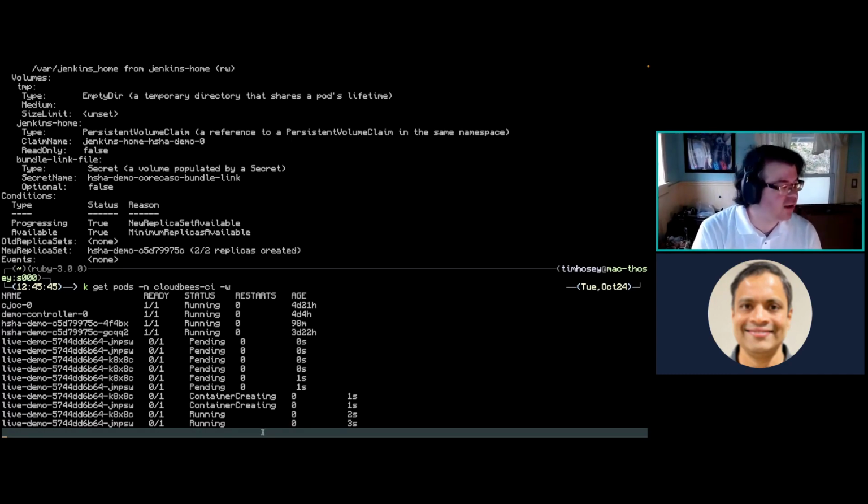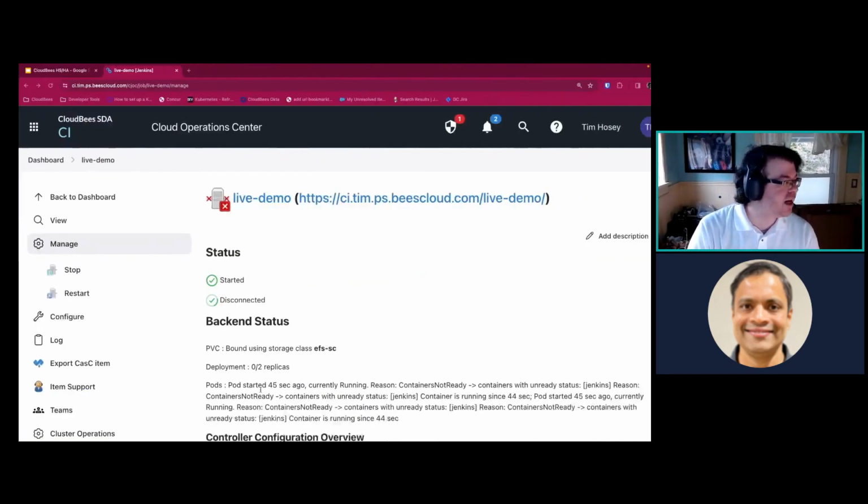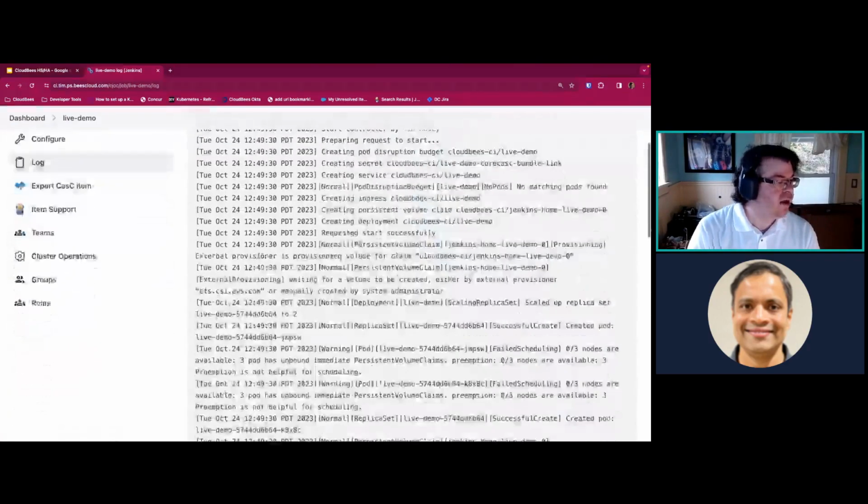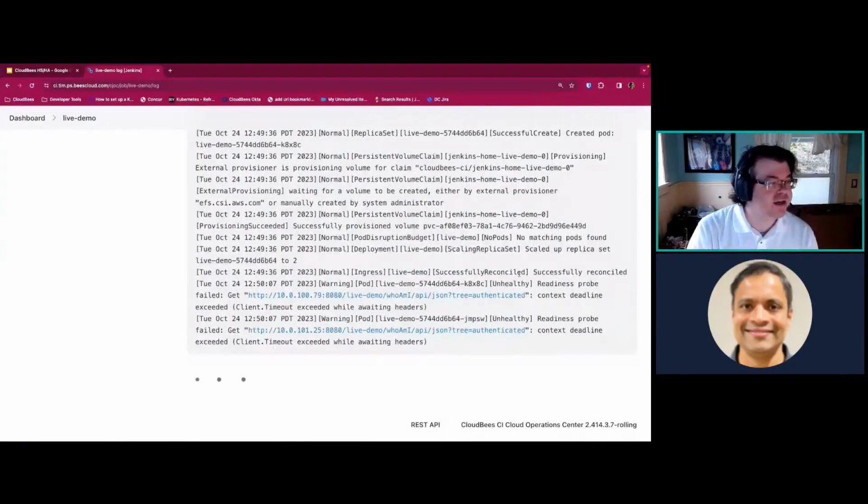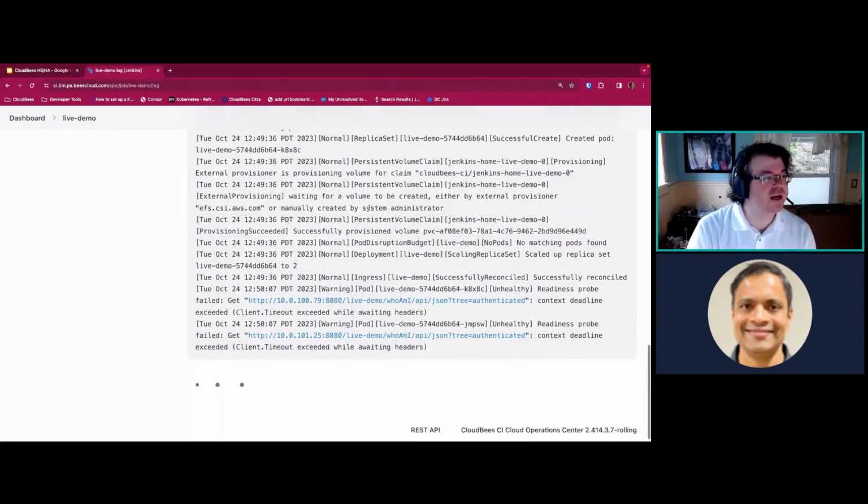It's really flexible to allow you to look into it. And in addition, you can look at the logs here as well. And these logs will dig in and give you some indicators as to what's going on.